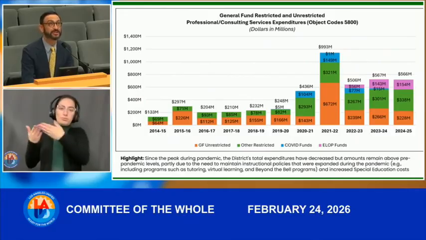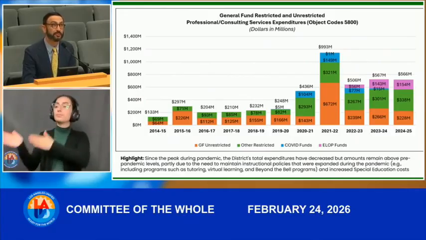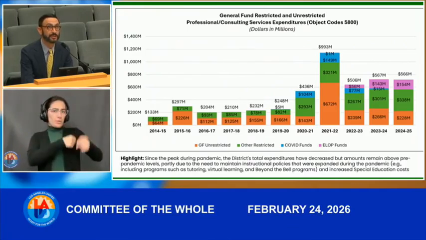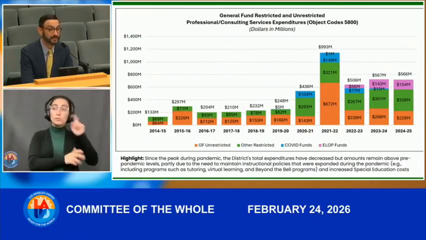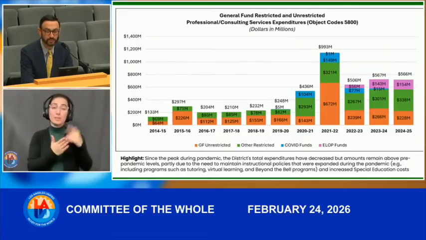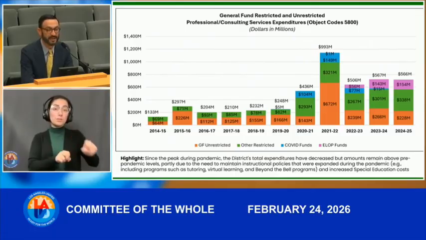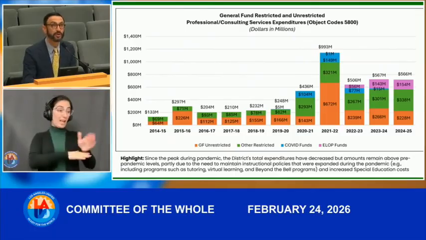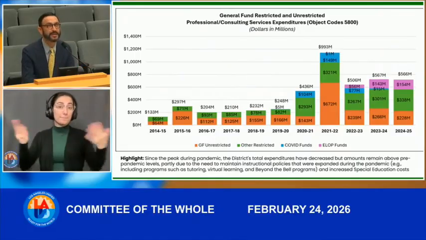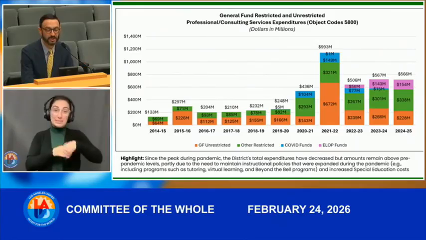But you'll also see a substantial use of COVID funds in the blue, as well as upon the inception of ELOP, the first year of expenditures for ELOP being in 22-23, you'll see substantial sums spent there, which is to be expected. ELOP funds, again, are for enrichment opportunities for our students, principally after school, but also intersession programming. And the biggest example of contract spending within ELOP is, of course, our high dosage tutoring.